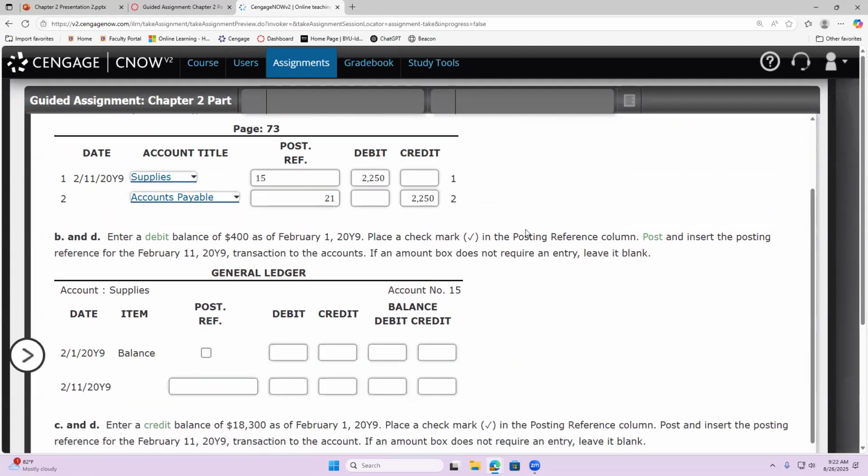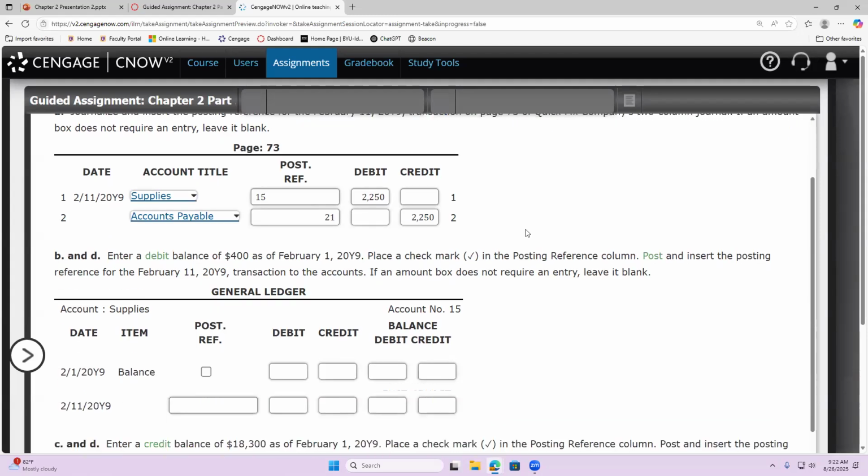And then the second part is for us to record to the general ledger. So it says, enter a debit balance of $400 as of February 1st, 2019. Place a check mark in the posting reference column. So what we're saying is we're going to click post reference, and we're going to say this account, supplies, has a debit balance of $400. So at the start of this fiscal period, February 1st, this account had a debit balance of $400.